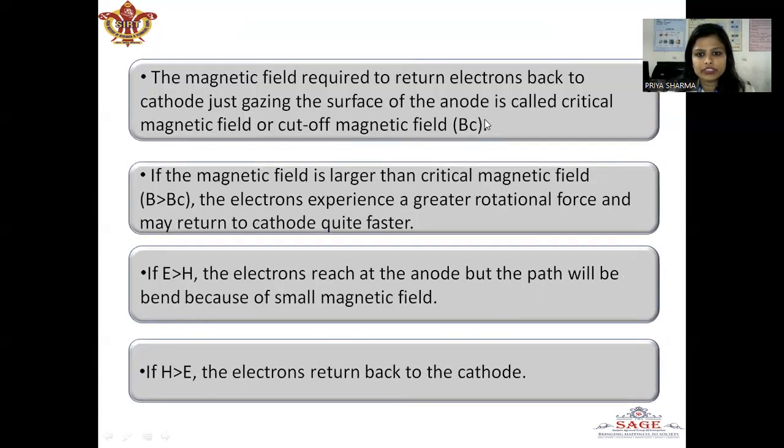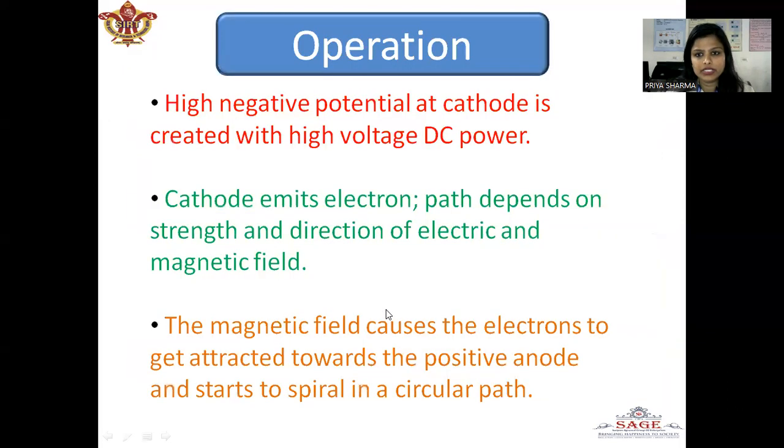So I have told you about the cutoff magnetic field, denoted by Bc, or Hull's magnetic field, whose formula is given by Bc = (1/b) √(8mV0/e). If the magnetic field B is greater than the cutoff magnetic field, the electron experiences a greater rotational force and returns to the cathode quite faster. If the electric field is dominant, the electrons reach the anode, but the path will be bent because of the magnetic field. And if the inverse is taken, the electrons return back to the cathode. So this is the basic operation which I have told you.